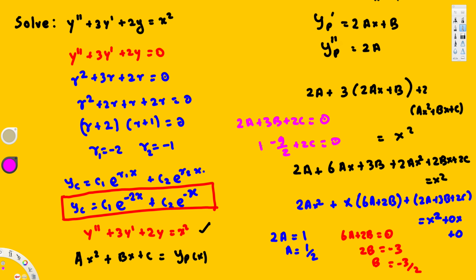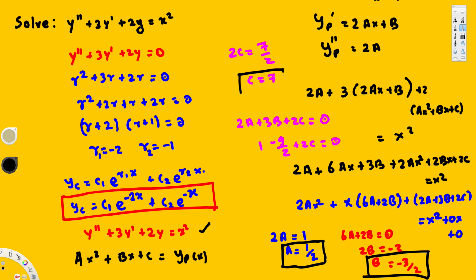Now 1 is the same as 2 by 2. So 2 by 2 minus 9 by 2 is going to give you negative 7 by 2. So negative 7 by 2 plus 2c is equal to 0. Therefore 2c is equal to 7 by 2. Therefore c is going to be equal to 7. Now we found the a, b, and c values. Let's box this so it will be clear.